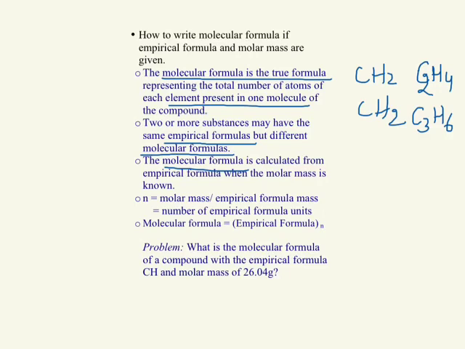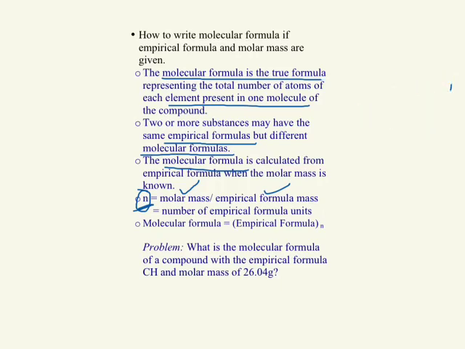So if the percentage of each element is given to you, you can find out the empirical formula. And then you find out the value of N, which is molar mass, that will be given to you in the problem, divided by the empirical formula mass. Once you have this N value, molecular formula equals empirical formula multiplied by this N value. So let's look at this problem here. What is the molecular formula of a compound with the empirical formula CH and molar mass 26.04?